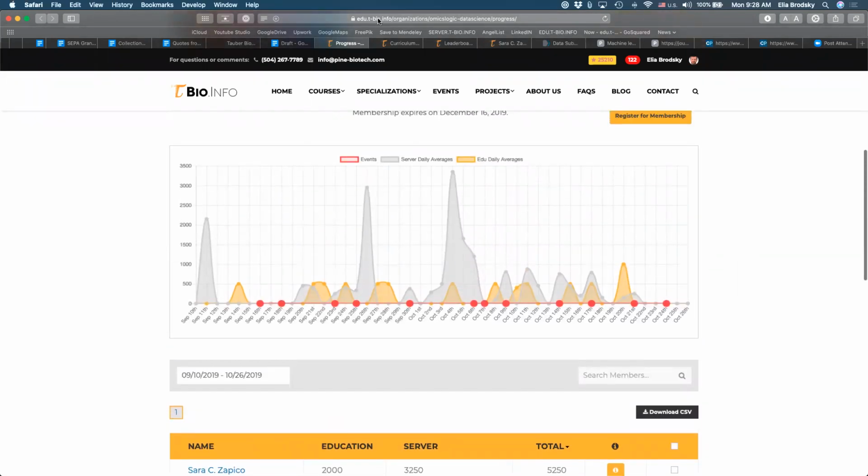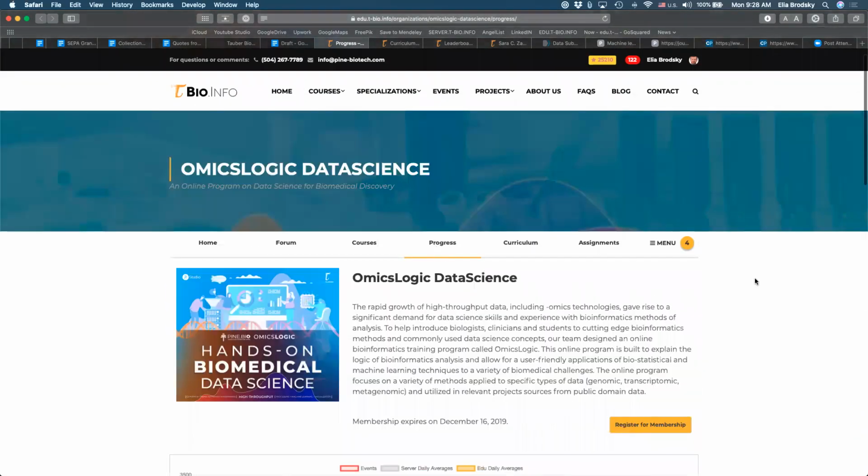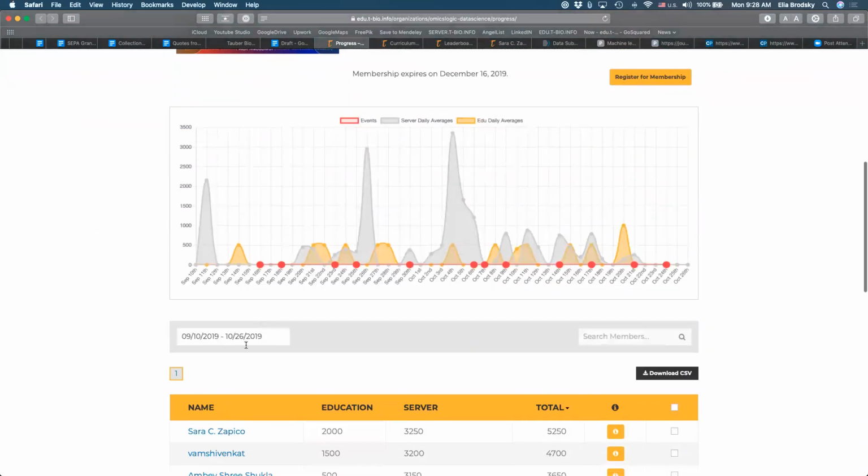So you can go to the organization page and see progress here. If you click right here on progress, you'll be able to see, and you can also modify the date range. We started September 16th. That was our first session. You can see sessions down here. And today, this is October 21st. So you can see how everybody's working on the different practical things, as well as some of the online content that we have on the website.